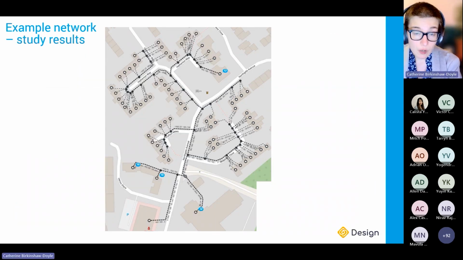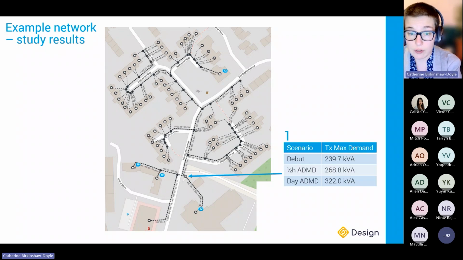So what are the results of this comparison? I'm going to talk through 4 key points on the network. The first of these is the transformer maximum demand. And you can see here that the figure for the full ADMD approach is by far the highest. It in fact overloads this 315 kVA transformer slightly.